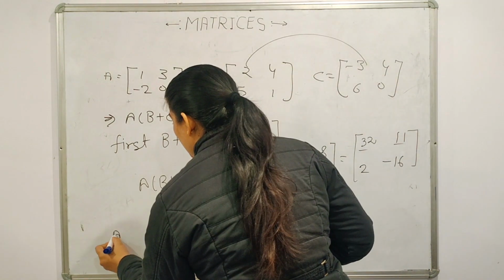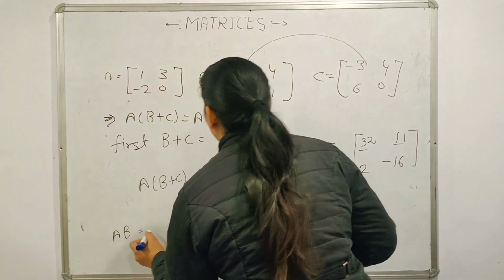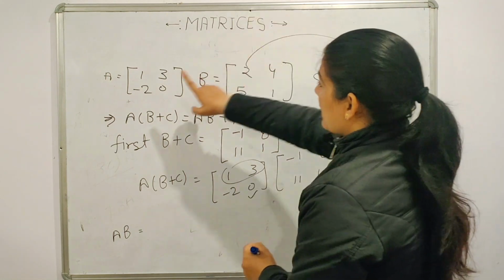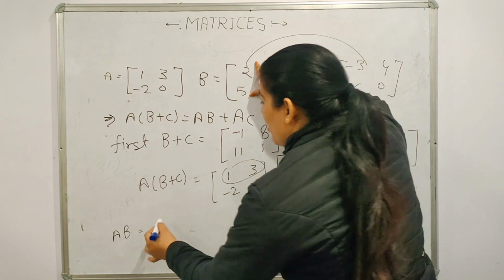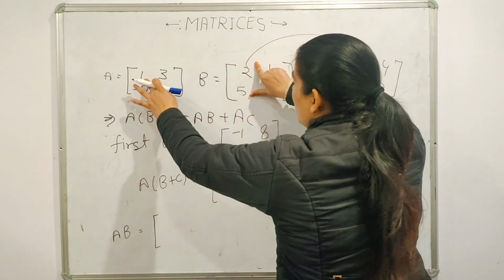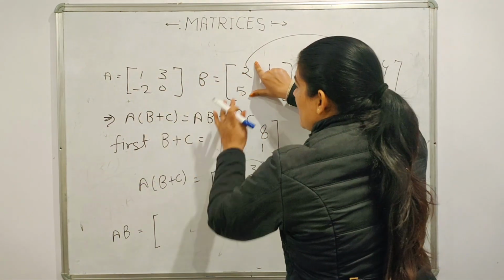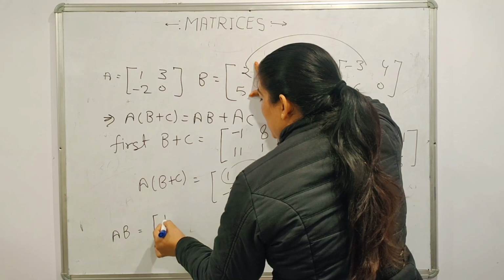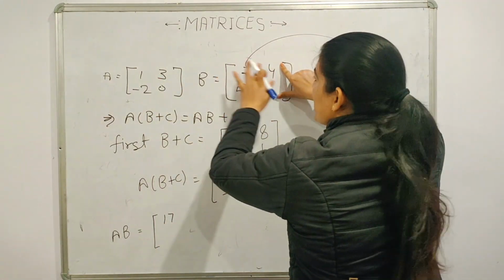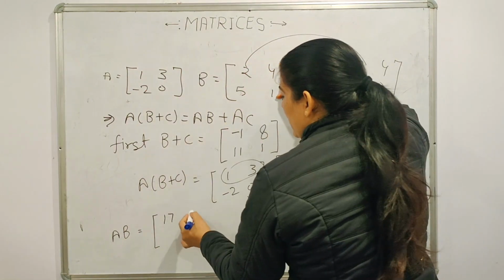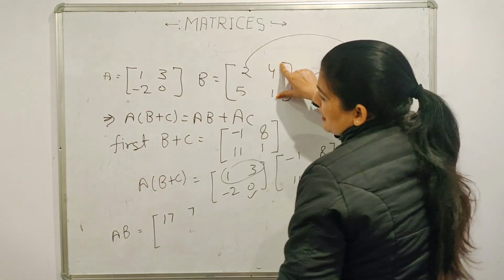Now you have to find AB, and AB can be found directly from here. You have to take the first row and multiply it with the first column. So 2 ones are 2 plus 5 threes are 15, and 15 and 2 equals 17. Now 4 ones are 4 and 3 ones are 3. It is equal to 7.